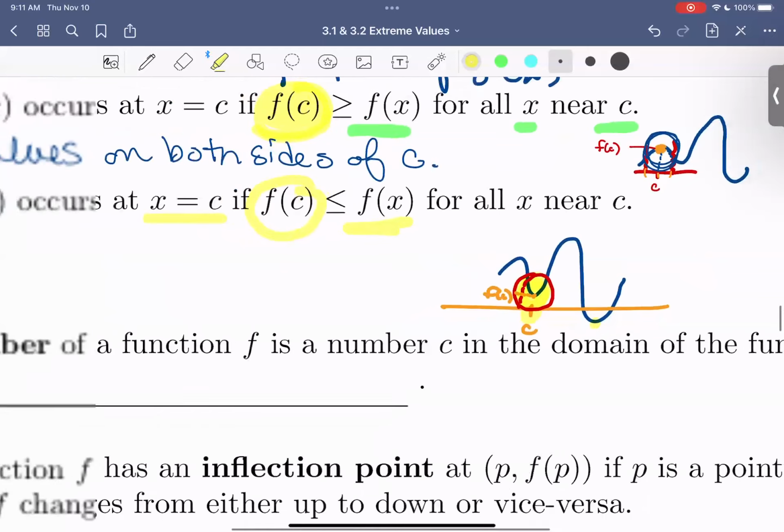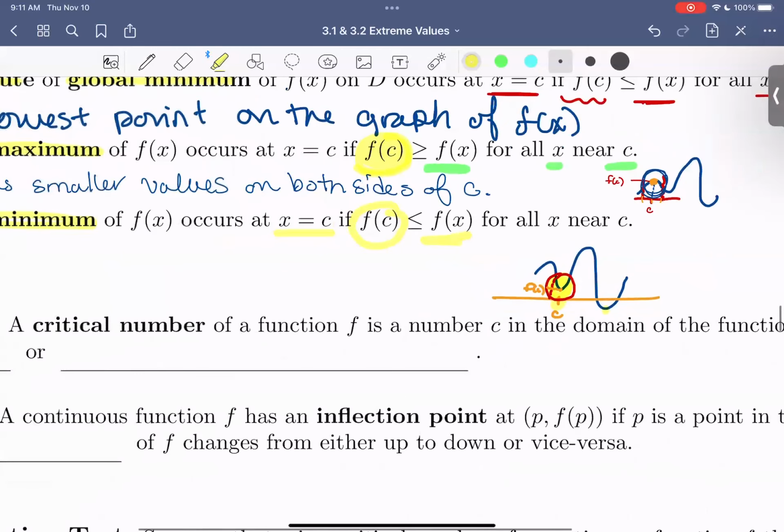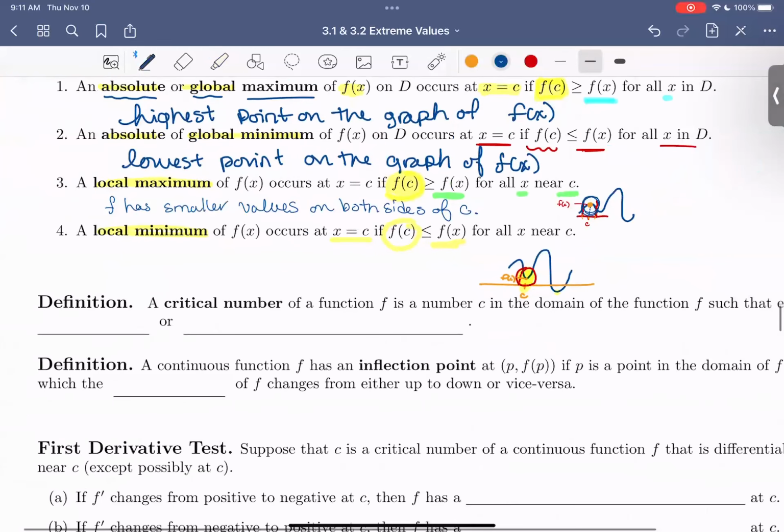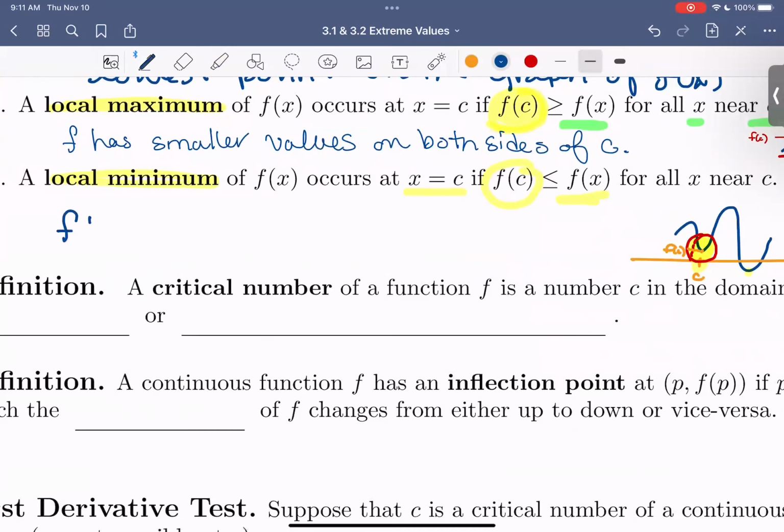So visually on the graph, what does that mean? That means that f has larger values on both sides of C.